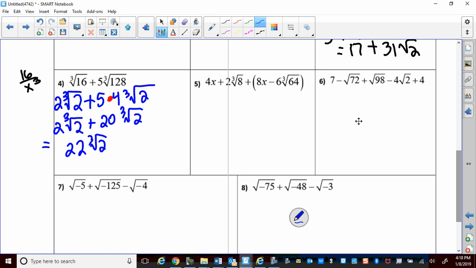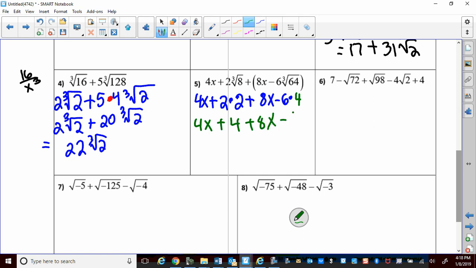For the next one, we have 4x plus 2 times 2 plus 8x. You can just pull it out of the parentheses. Minus 6 times something. 6 times 4. The cube root of 64 is 4. Combining like terms, I have 4x plus 4 plus 8x minus 24. Here's my like terms. That's 12x minus 20. And here's my final answer, guys.